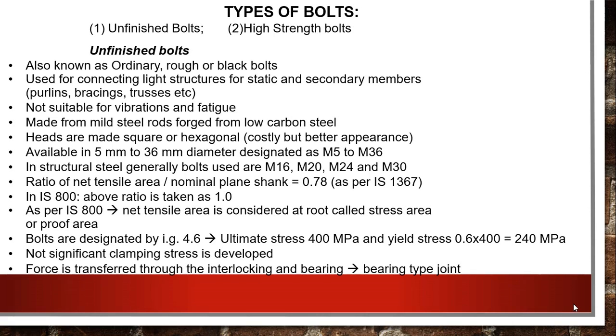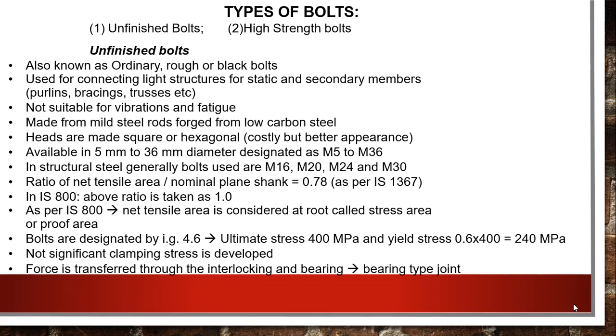They are also known as ordinary, rough or black bolts, used for connecting light structures for static and secondary members, that is purlins, bracing, trusses, etc. They are not suitable for vibrations and fatigue. They are generally made of steel rods from low carbon steel. The heads are made square or hexagonal in shape, costly but appearance is better. They are generally available in 5 mm to 36 mm diameter, designated as M5 to M36. In structural steel, generally bolts of M16, M20, M24 and M30 diameters are used.